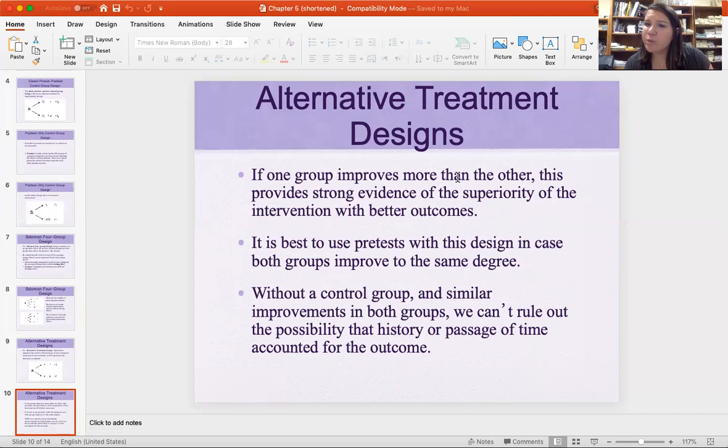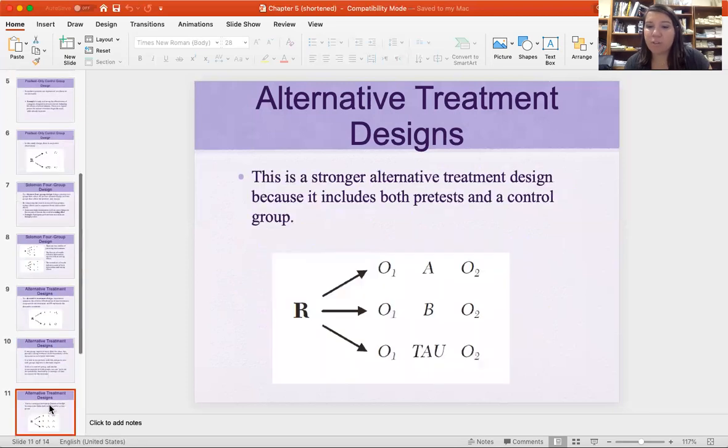So if one group improves more than the other, this provides strong evidence of the superiority of that intervention. It is best to use pre-tests for this to see if they improve to the same degree afterwards. Without a control group and similar improvements, we can't rule out the possibility that history or passage of time accounted for the change.